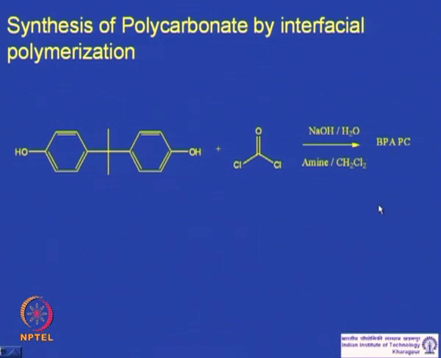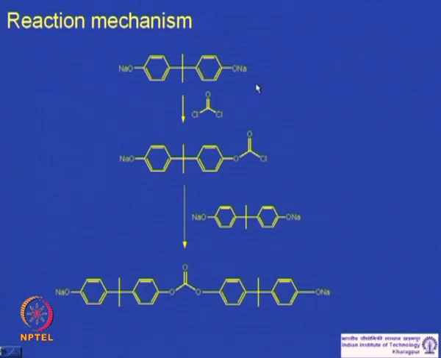Now, what is the mechanism? You have BPA, bisphenol A, present in the aqueous solution of sodium hydroxide. So, you have the phenolate salt. This at the interface reacts with phosgene forming this compound, which again on reaction with bisphenol A salt will form a dimer in this case, and the reaction will proceed further in this way.